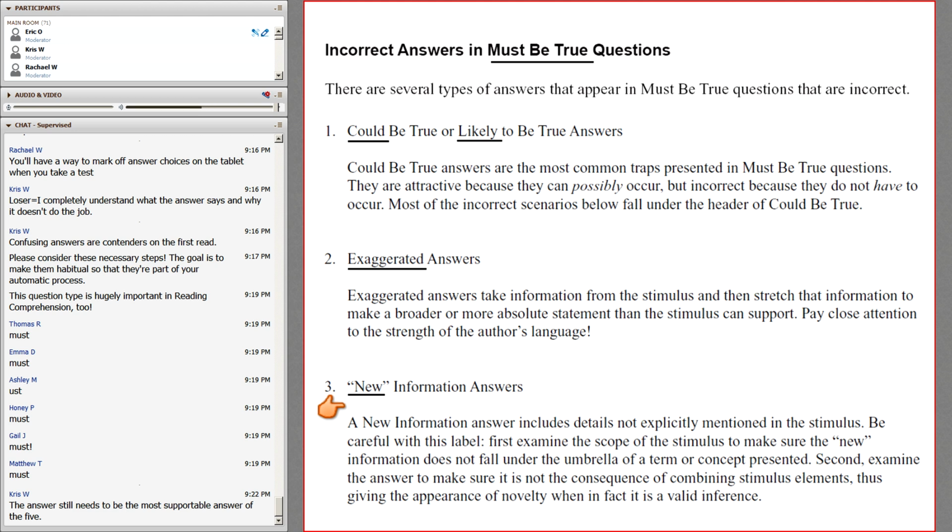But be careful here, guys. Sometimes they'll raise an issue that seems like new information, but it might fall under an umbrella term or idea that was raised in the stimulus. You know, they may not have mentioned cats by name, but they talked about all mammals have fur or something like that. Well, cats would fall under mammals, and so you would know, for example, that cats have fur, if that were the case.